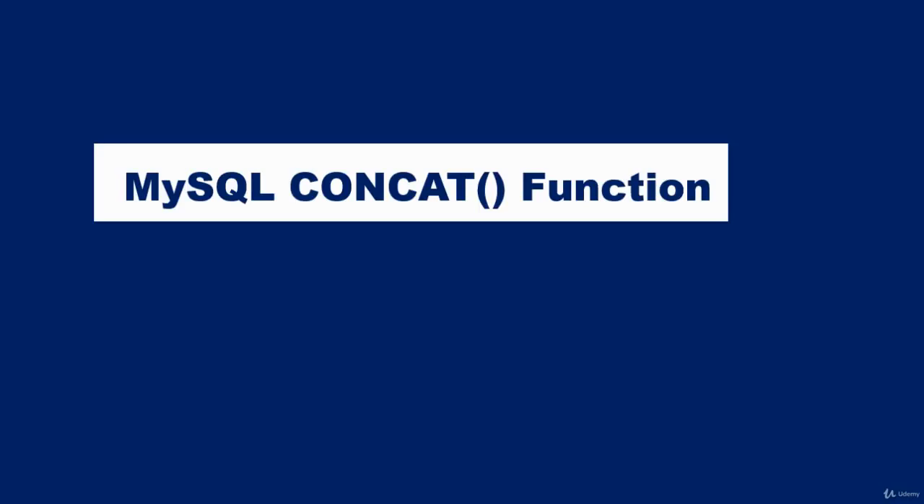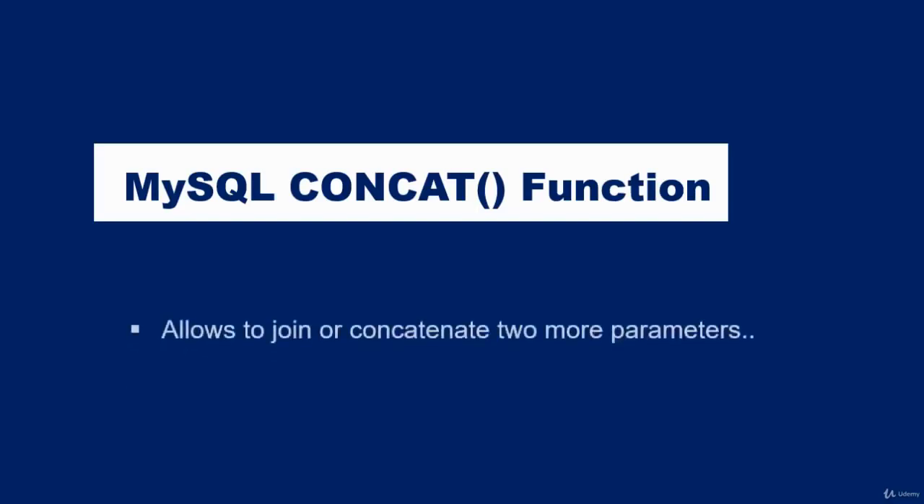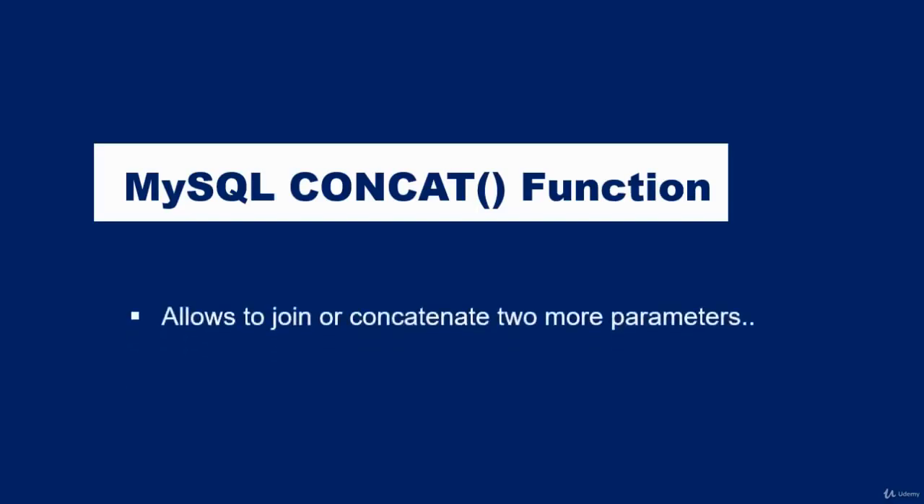The concat function allows you to concatenate or join two or more parameters. By concat, it basically means you are joining two or more parameters. Concat function returns a string that results from concatenating the parameters. So the parameters themselves don't necessarily need to be strings. For example, if the parameter is numeric, it will be converted into a string as part of the concatenation.